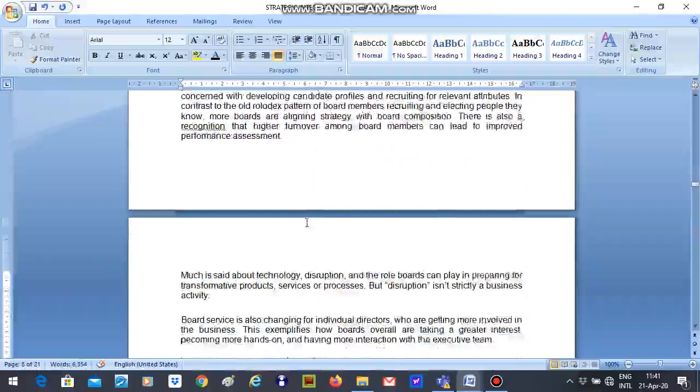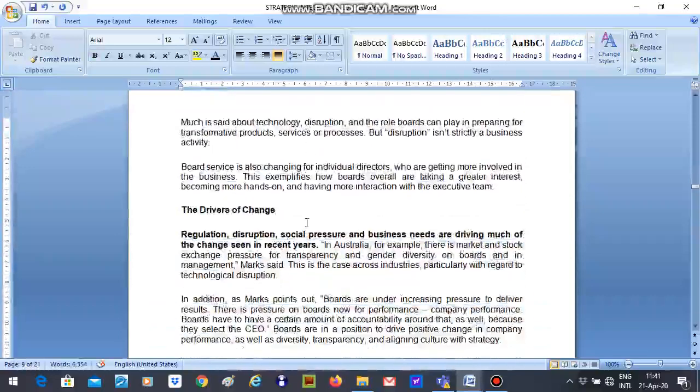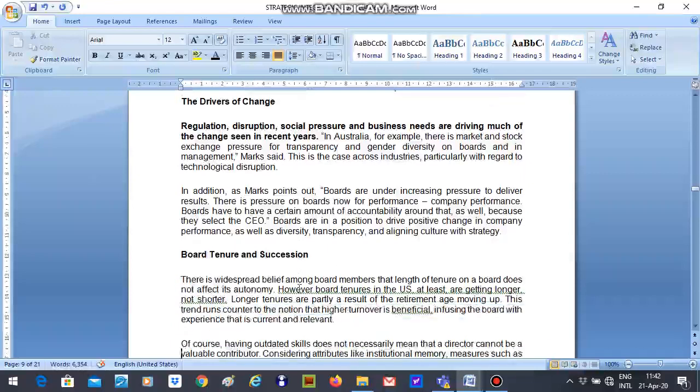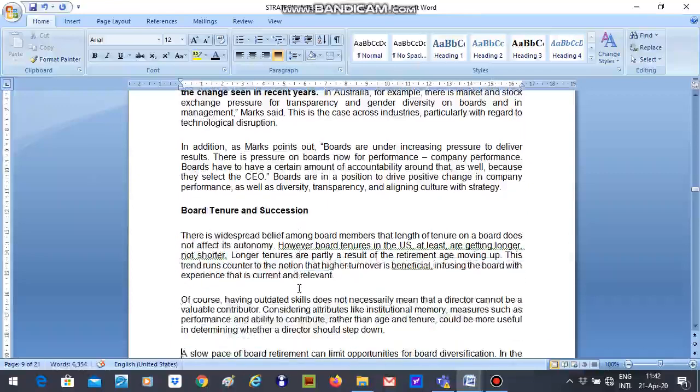So we look at the drivers of change. Regulation, disruption, social pressure, and business needs are driving much of the change seen in recent years. So these are the drivers of change. Disruptions, social pressure, people saying all sorts of things, and bringing in new trends can be drivers of change. And whenever there is change, there is resistance.